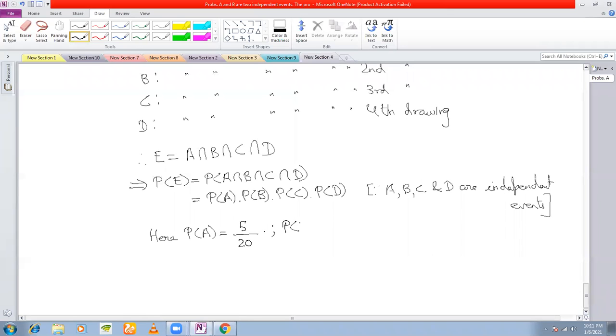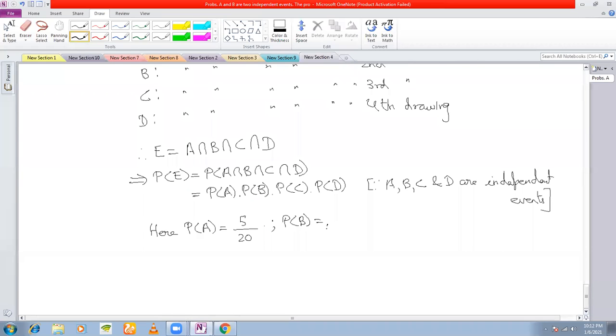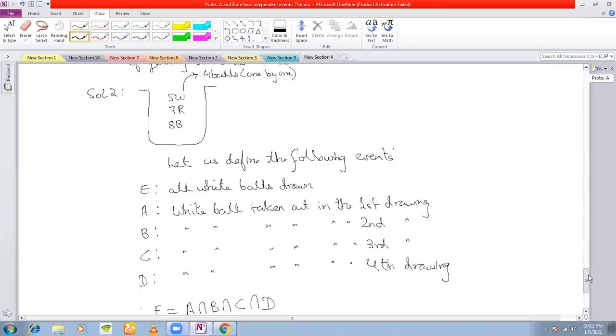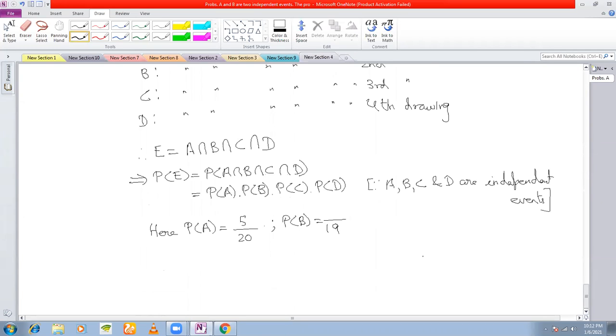What is the probability of white ball in the second drawing? Now see, one white ball I've already taken out and I'm not putting it back. So now how many balls are left? From 20 balls it becomes 19 balls. And one white ball has already been taken out, so only 4 white balls are left. So 4 by 19 will be the probability.